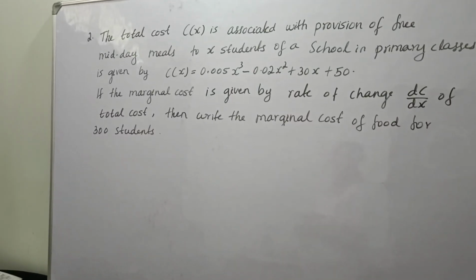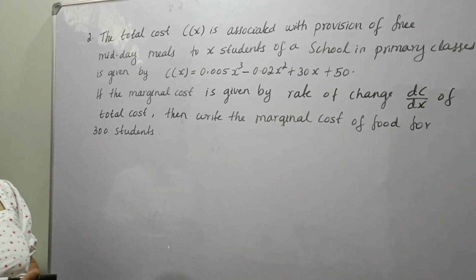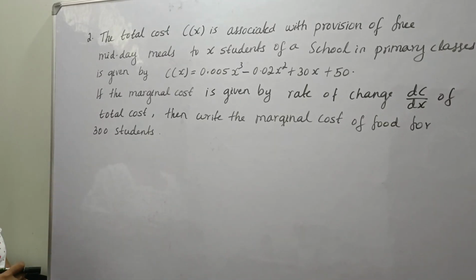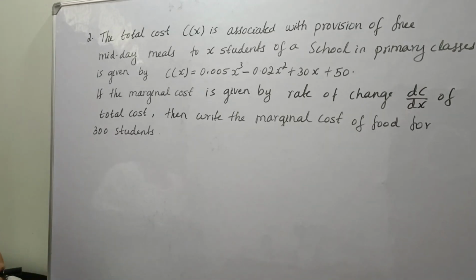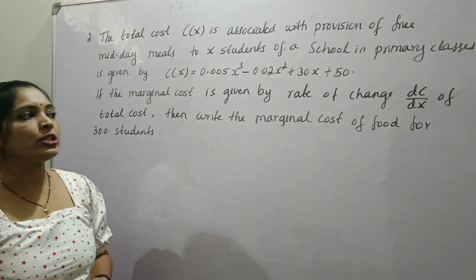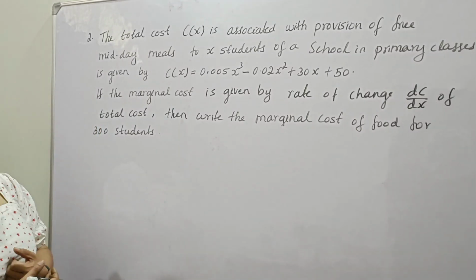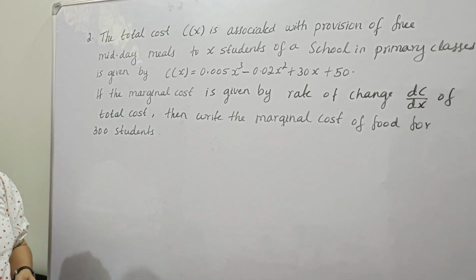Look at the next question. The total cost C of x associated with provision of free midday meals to x students of a school in primary classes is given by C(x) = 0.005x³ - 0.02x² + 30x + 50. If the marginal cost is given by the rate of change dC/dx of total cost, then write the marginal cost of food for 300 students.